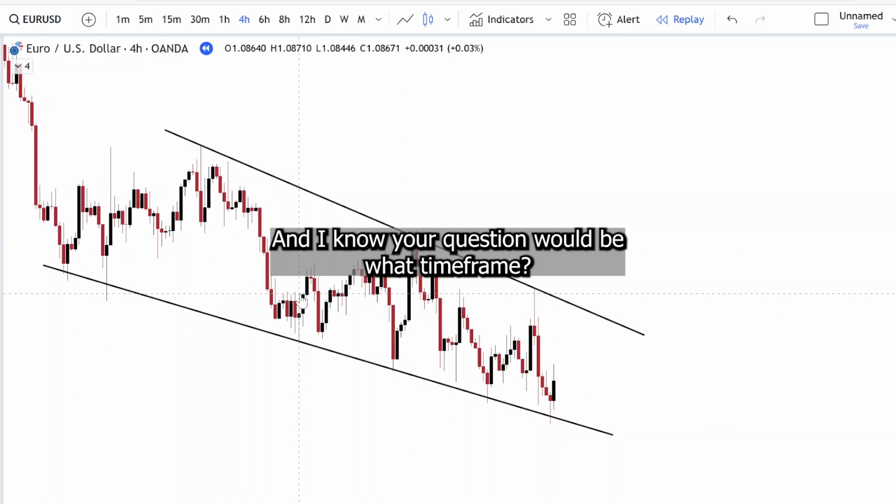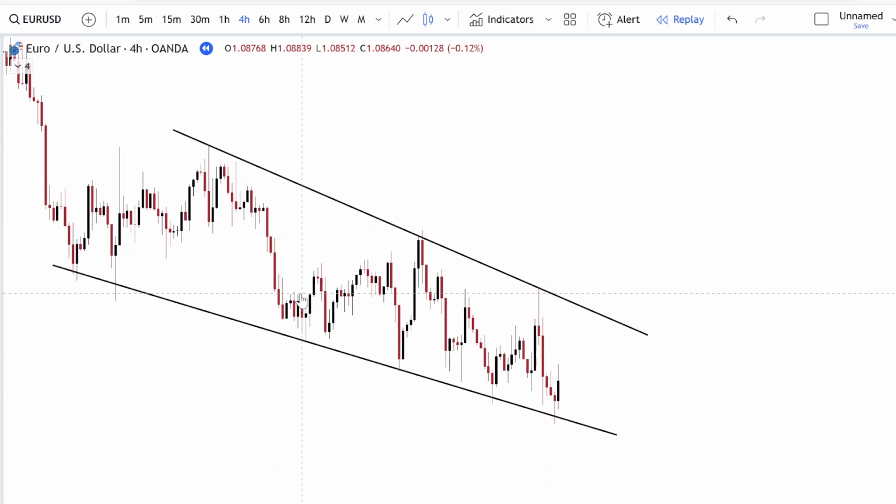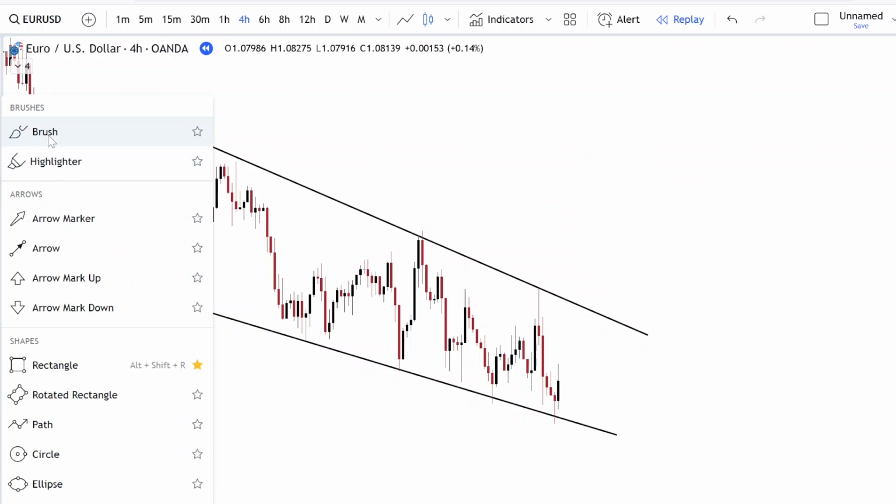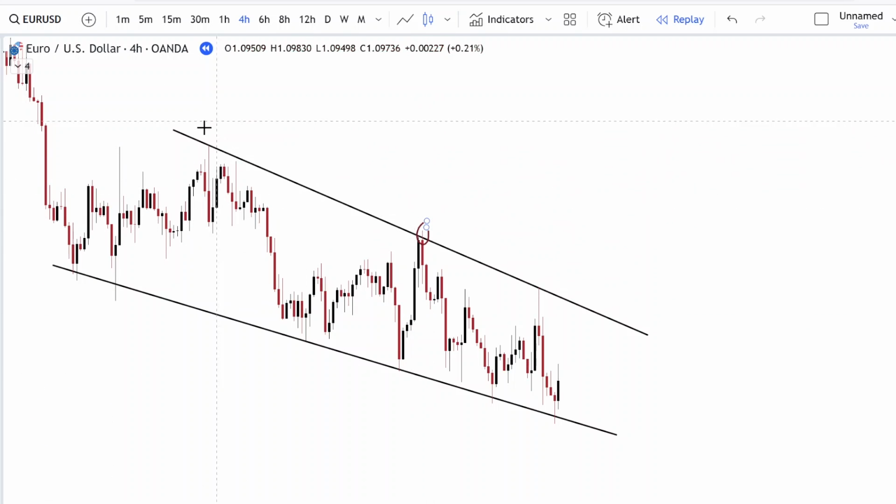And I know your question would be, what time frame? As far as your illusion trend lines here, your retail trend lines, they should be where the reaction is a wick. A reaction from your support and resistance should be a wick. As you can see, you have a wick here, a wick here, a wick here, and so on. So all these rejections are wicks.